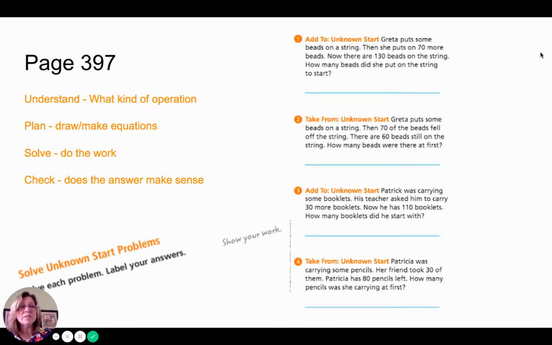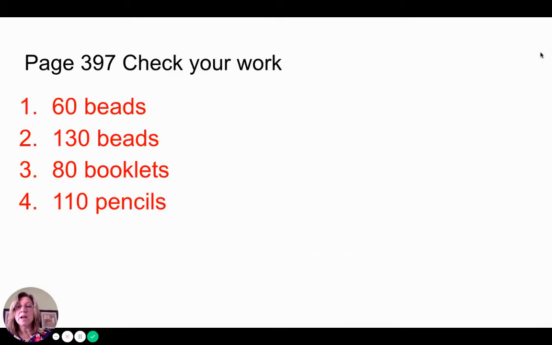All right, third graders, let's look at our answers. So for number 1, we are looking at how many beads. That's the one we just read together a few minutes ago. She has some beads on a string, and we don't know how many she started with, but she adds 70. So to figure that out, we have to do 130 minus 70, okay? And we get 60 beads, okay?